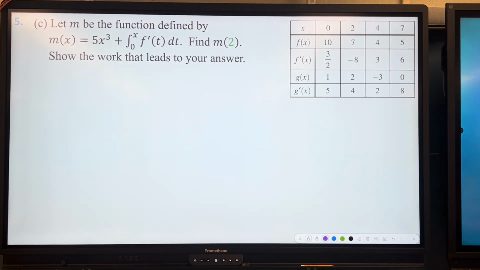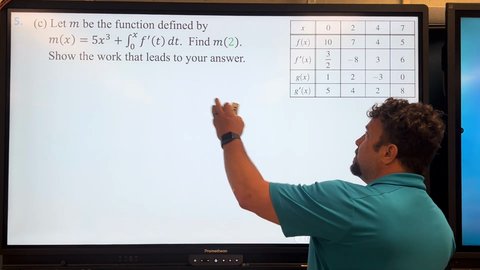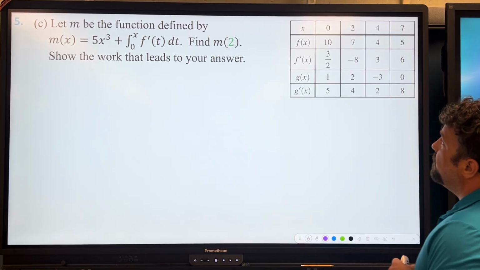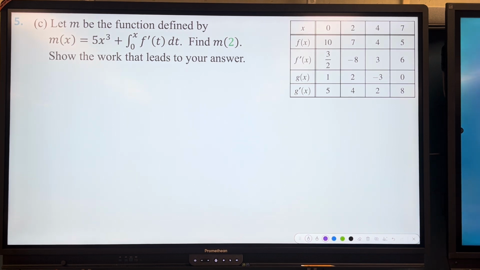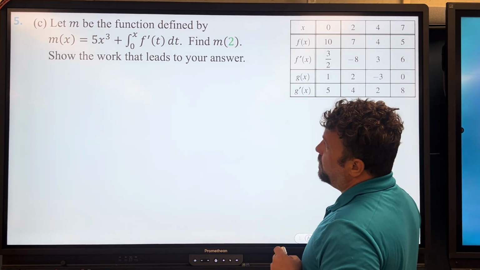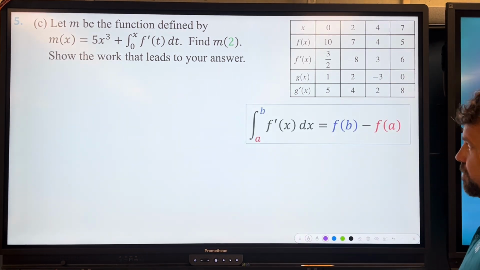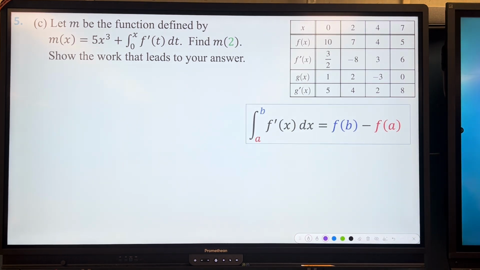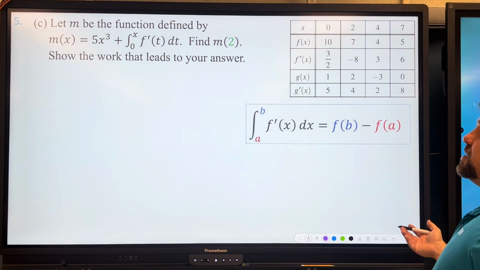Let m be the function defined by m of x equals 5x cubed plus the integral from 0 to x of f prime of t dt. Find m of 2, and now you're going to show your work. When we're finding m of 2, the first thing you're going to do is use the fundamental theorem of calculus. The integral of the derivative of f of x dx from a to b is f of b minus f of a. This is simple.